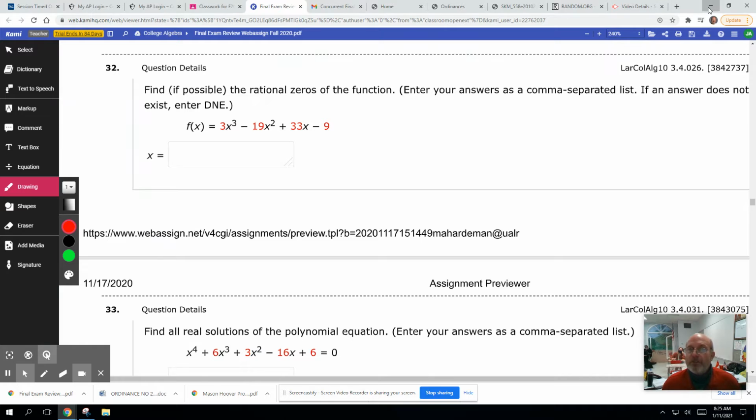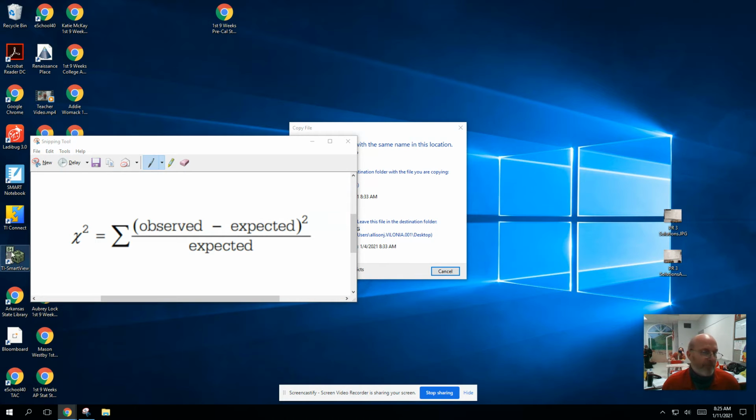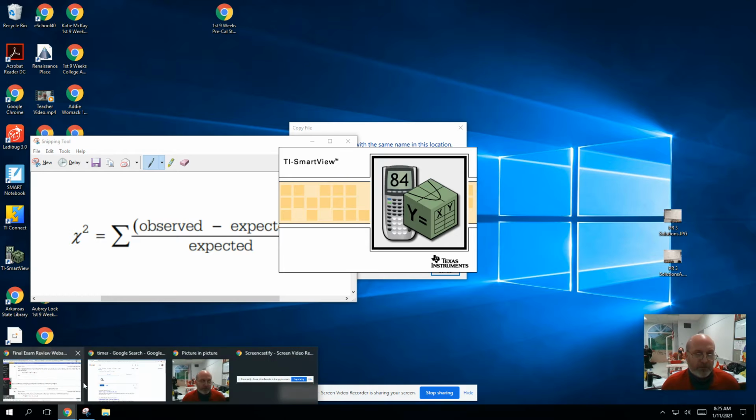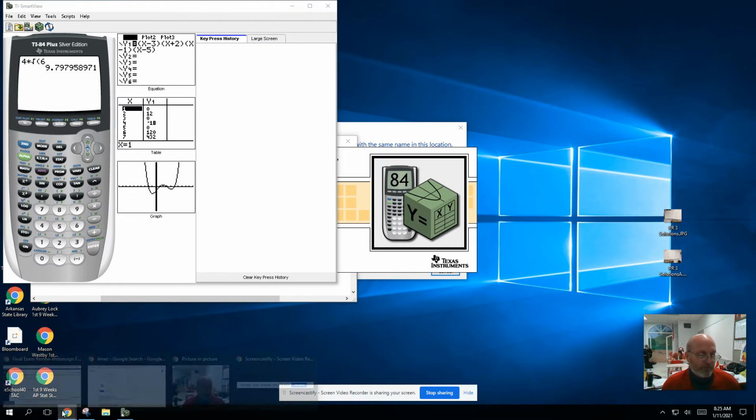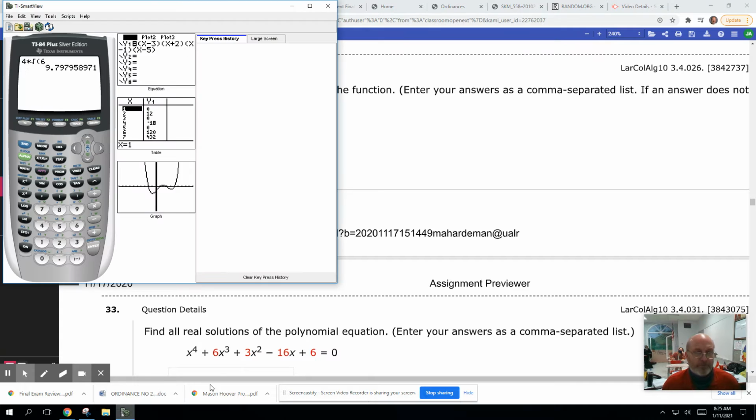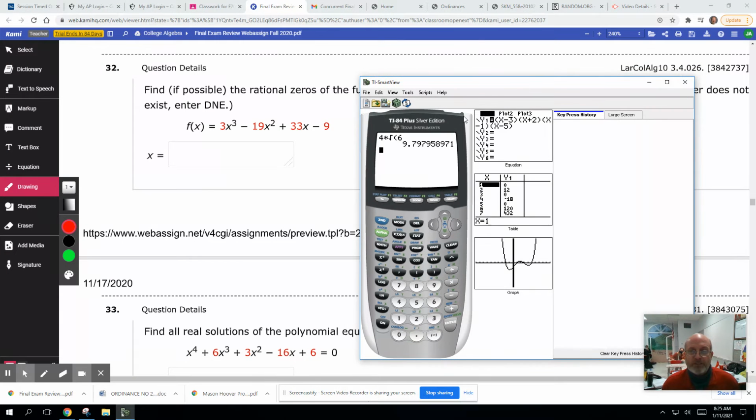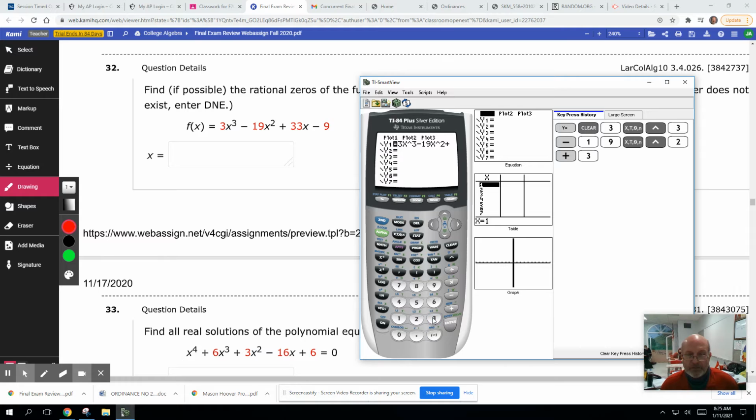Let's see. Find the calculator app. There we go. And we're going to graph this and see if we can spot any rational zeros that will help us divide this. So I'm going to go to y equals. I'm going to clear what's in there. I'm going to type in 3x cubed minus 19x squared plus 33x minus 9. Well, let's just do graph.